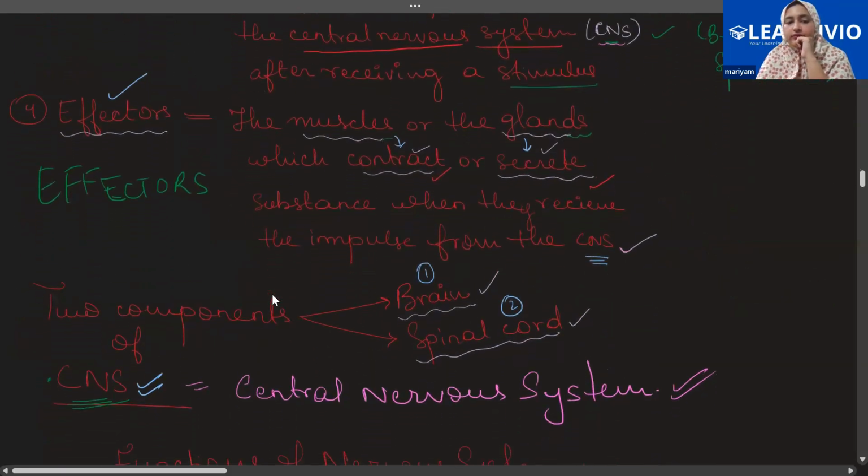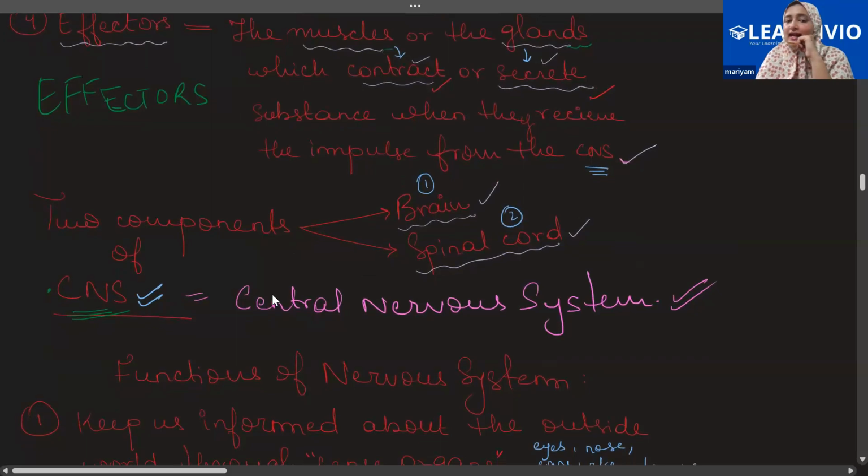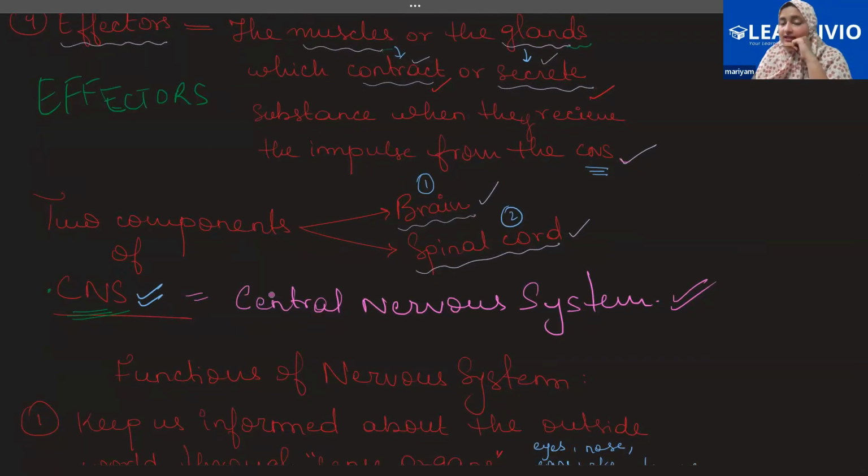Now moving forward, we talked about the central nervous system, the CNS. Now, this CNS has two main components. The first one is the brain, and the second one is the spinal cord. And remember that the CNS stands for Central Nervous System. The two main components because of which we can produce responses, and we can understand what's going on in the environment, are the brain and the spinal cord.